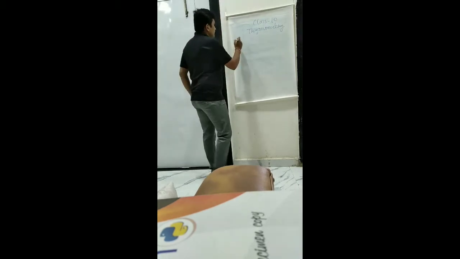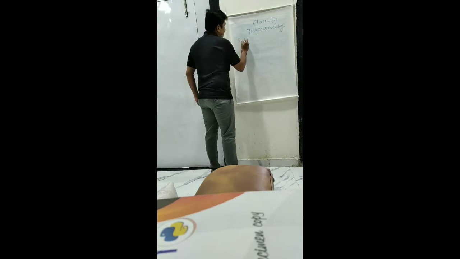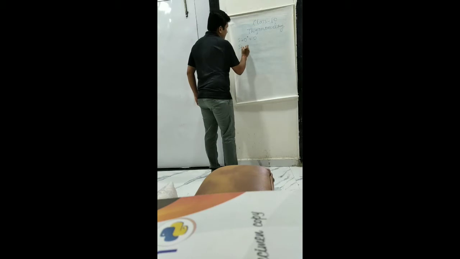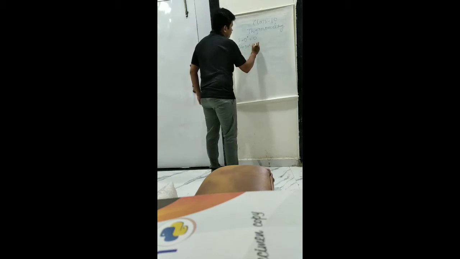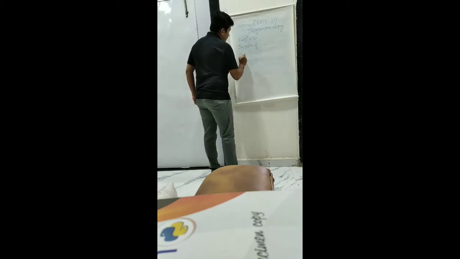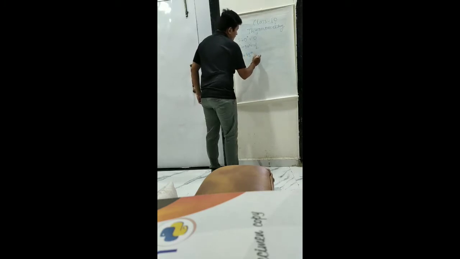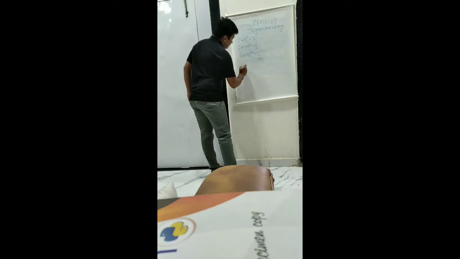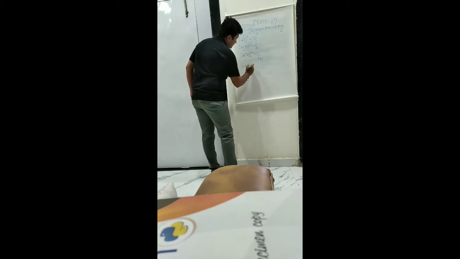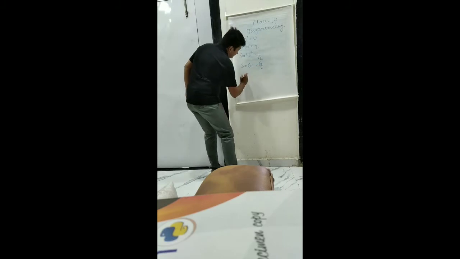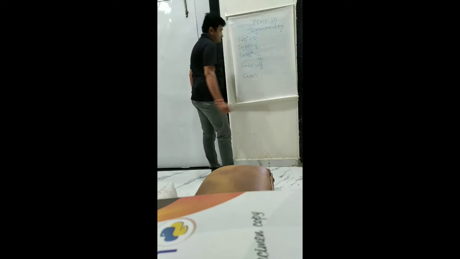So as we know that sine 0 degree is 0. When we are talking about sine 30 degree, it is 1 upon 2. Sine 45 degree is equal to 1 upon root 2. When we are talking about sine 60 degree, it is root 3 upon 2. And when we are talking about sine 90 degree, we know it is 1.